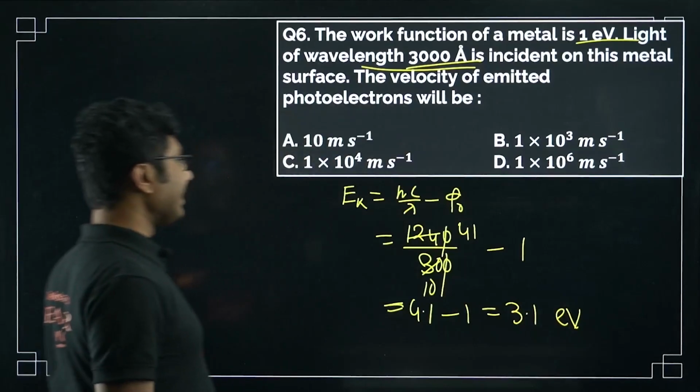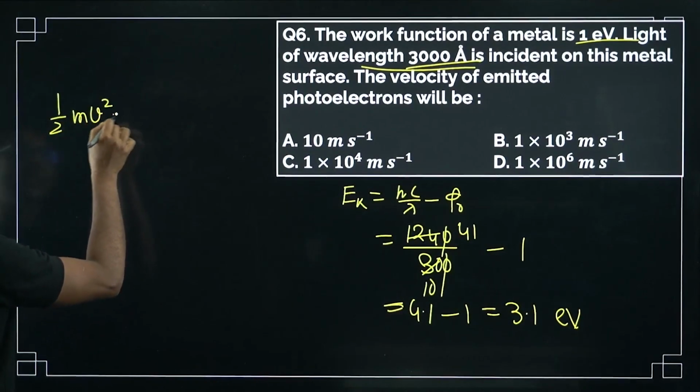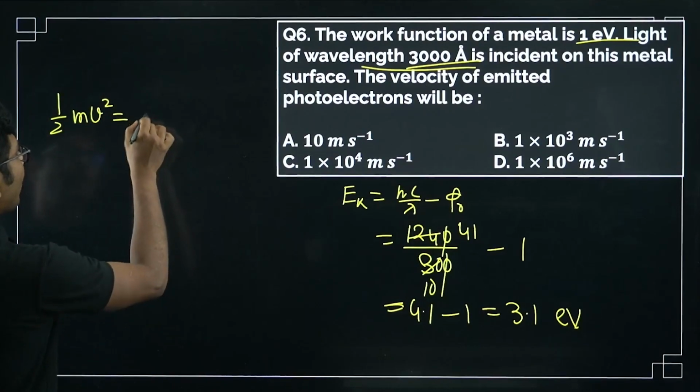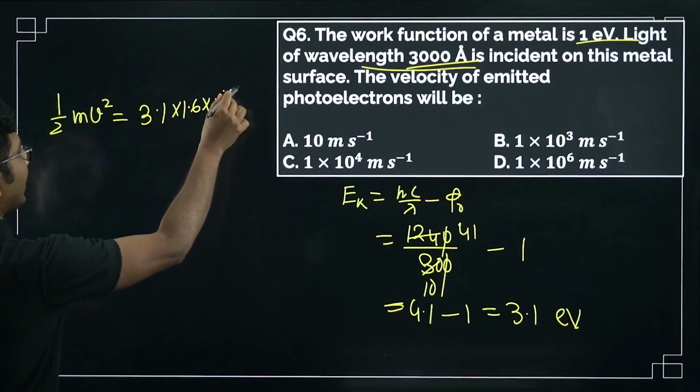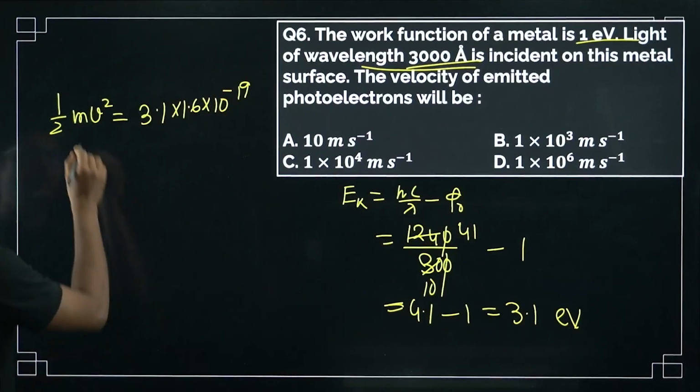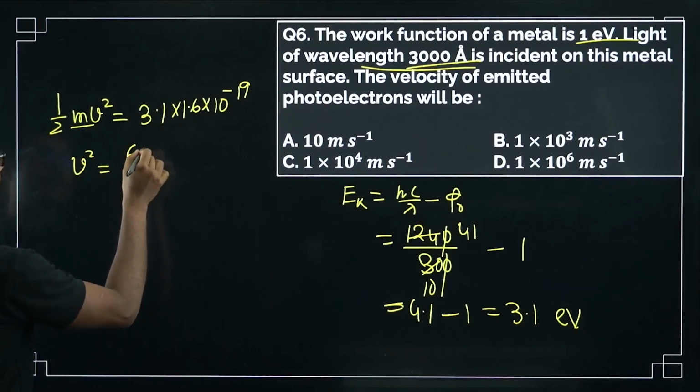Now you have calculated in eV. Now Ek is half m v square, that is equal to 3.1 into 1.6 into 10 to the power of minus 19. That is why I am saying I am not going to solve it. You have to put the value of the mass of the electron as well.